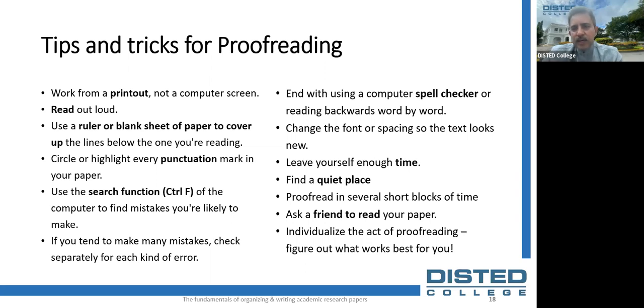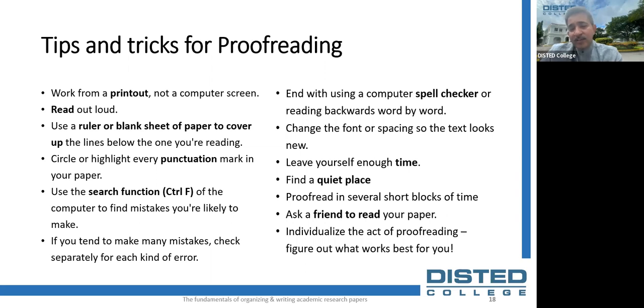If you tend to make many mistakes, check separately for each kind of error. So which is the most common mistake you make, and then look at it one by one. Is it that your tenses always seem to be wrong? You need to see what the common things are that you always make, and then be cautious of them. Then there's using a computer spell checker or reading backwards word by word. This is another style. It works for some people. For me, no, the reading backward thing does not work.